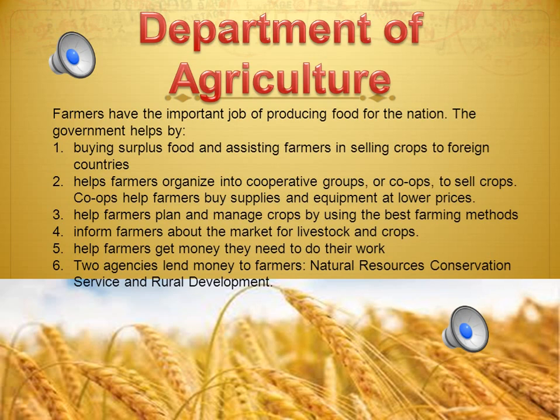about how the market is for livestock and crops. So it informs the farmers what they should really be growing or what kind of livestock they should have at that point in time, because demand is always shifting. The agencies also help farmers get money they need to do their work, and there are two major agencies that do this. It's called the Natural Resources Conservation Service. That's one of them. And then the other one is Rural Development, and they lend money to farmers.